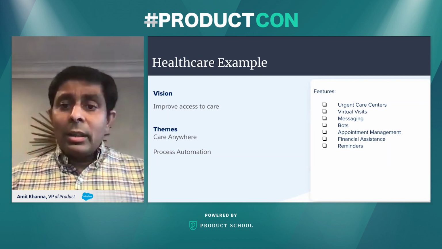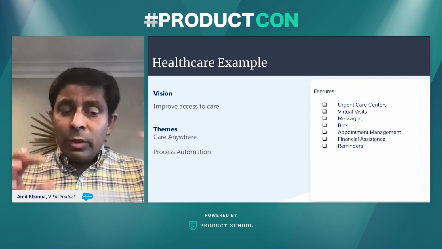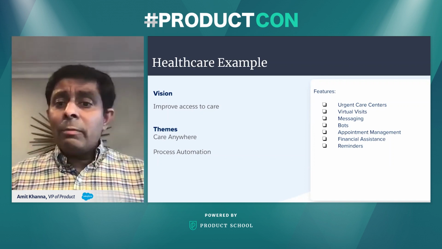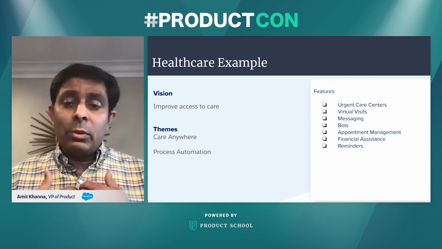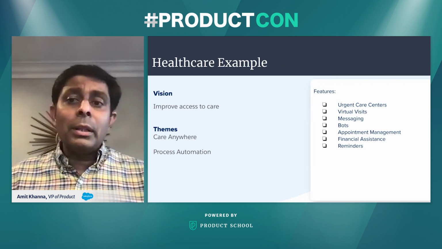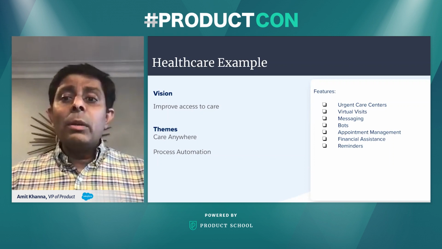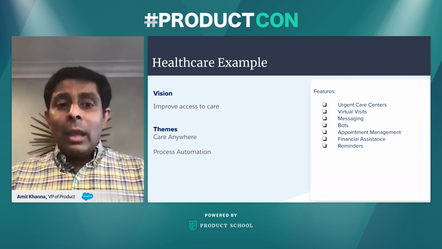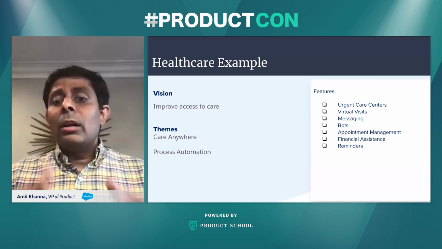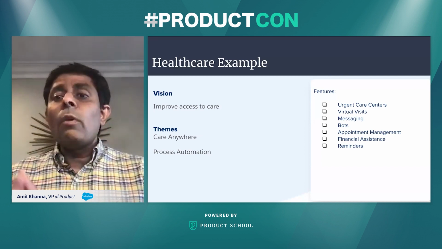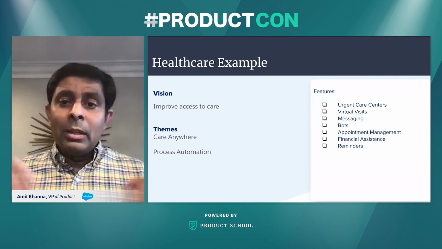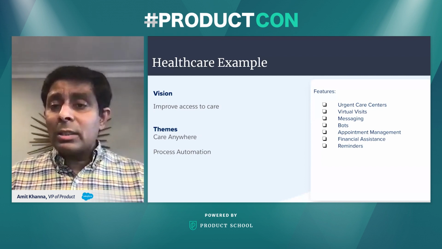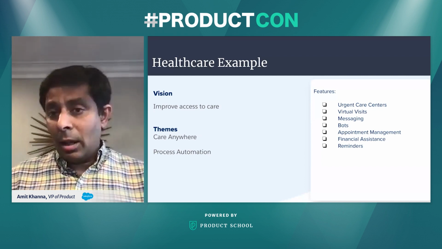So as you look at this, you see that there's a vision, a theme, and features. Some features you will build, and some features you might want to partner on because, let's say, you're not a credit card company, you're not a company that provides financial assistance, but you will bring your partners into that system so that a consumer can have access to care by having that financial assistance offered through your partner on your platform. So that allows you to think out of the box because your ultimate vision is to improve access to care and the theme is care anywhere.